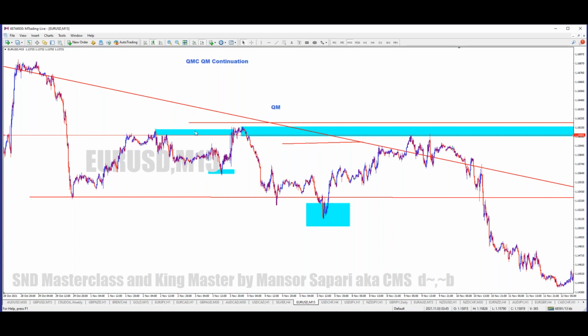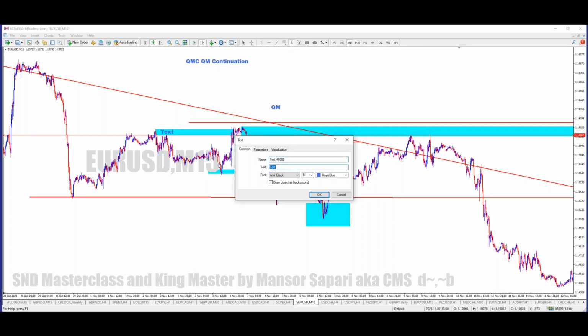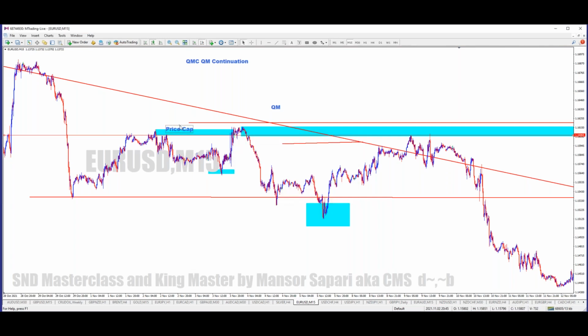Yesterday we learned about this. This is a price cap. Yes, a price cap. So you already have a price cap over here. The price cap holds the price on the left-hand side and on the right-hand side. Here, the price tries to penetrate but fails. It tries a second time, many times over here, and fails. So a price cap, and this is a fake out.